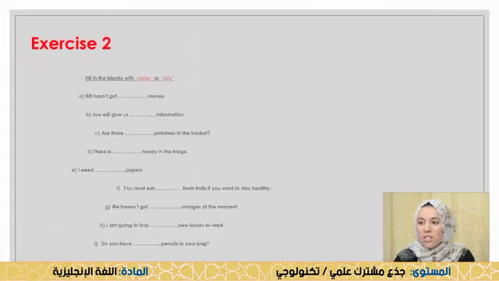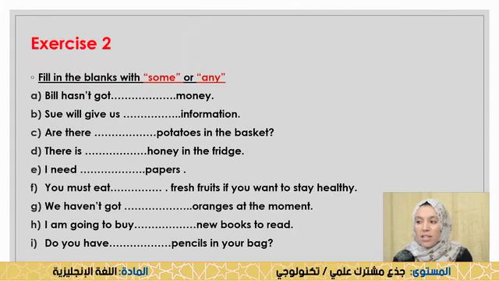Moving on to the next exercise. Exercise number 2, fill in the blanks with some or any. Read the sentences and make sure you pay attention to the type of sentence, whether it's affirmative, negative or interrogative, because that is going to help you know whether to use some or any. We'll give you some time to do the exercise.